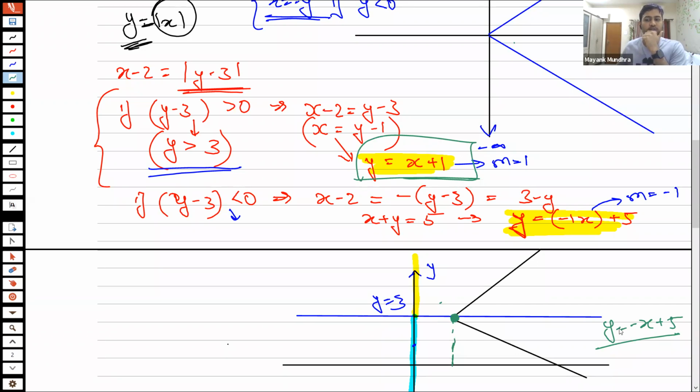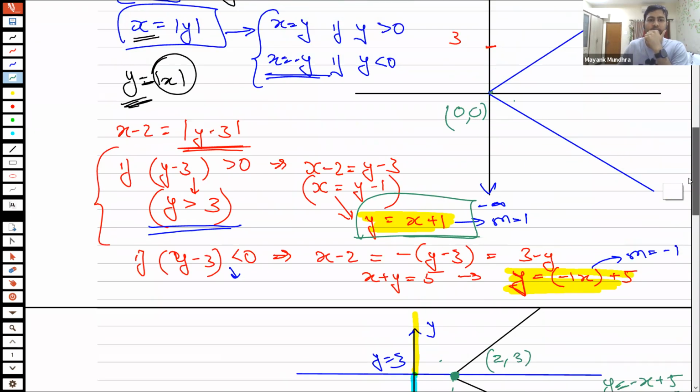If you put y equals to 3 here, again 3 equals to minus x plus 5. So x must be equal to 5 minus 3, so that is equal to 2. So this point is 2 comma 3. All right. Now this point is 2 comma 3. This point was 0 comma 0.